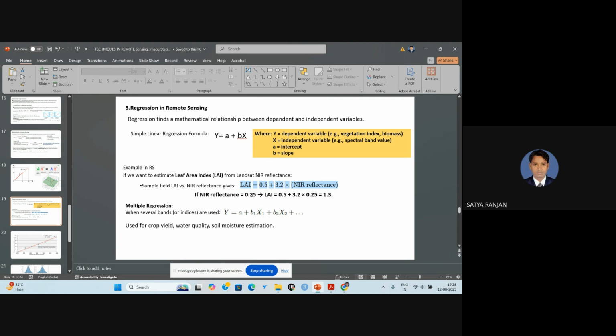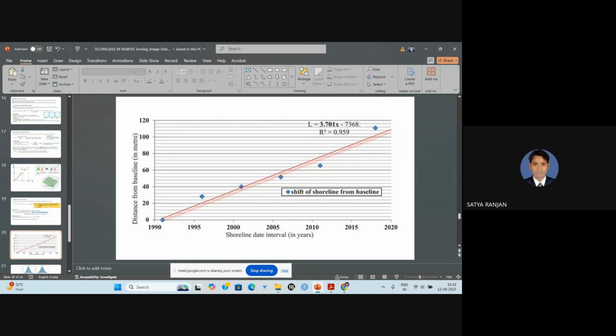There are different tools in our GIS software. They calculate all this pixel information and then give the leaf area index. When several bands are used, then multiple regression like A plus B1x1 plus B2x2 is used instead of A plus Bx. This is used for crop yield, water quality, soil moisture estimations, and shoreline change analysis. This is the shift of the shoreline from the baseline. So this type of regression model is used.